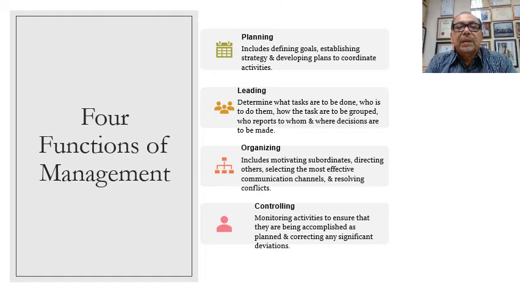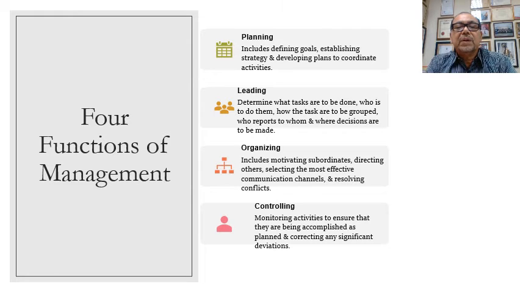Then the next step, the manager has to lead the people to produce the product. Determine what tasks are to be done, who is to do them, how the tasks are to be grouped, who reports to whom, and where decisions are to be made. Here, actually, the manager is leading his team in the production of the product, the cars or the furniture just now. After the first stage of planning, everybody agreed on the design. So now the next step is to do the production. So they have to lead the teams of people in the organization to produce the product.